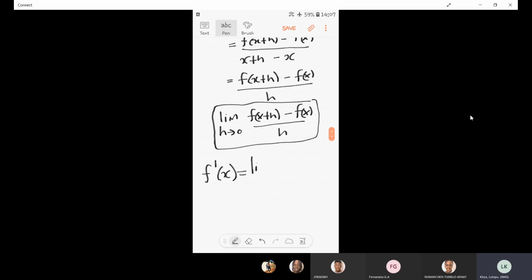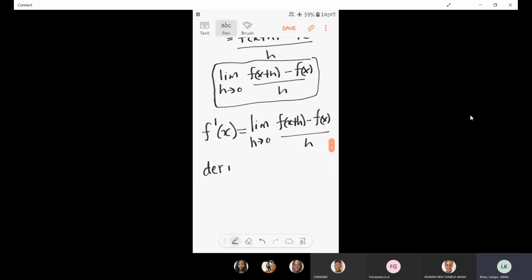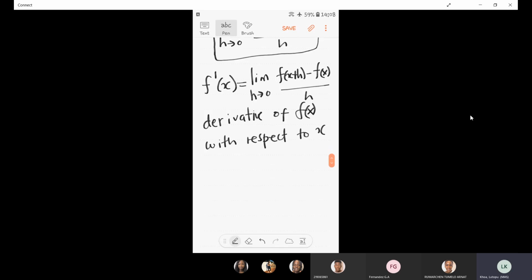This is the limit as h goes to 0 of f of x plus h minus f of x, over h. And we say this is the derivative of f of x with respect to x.